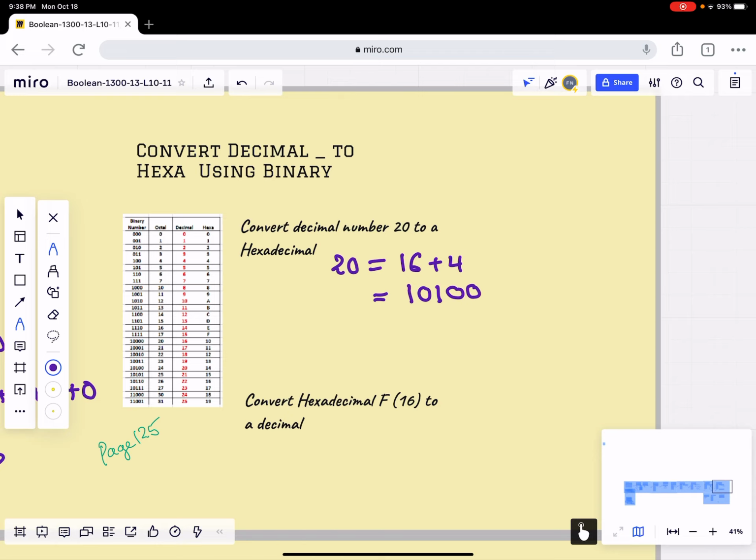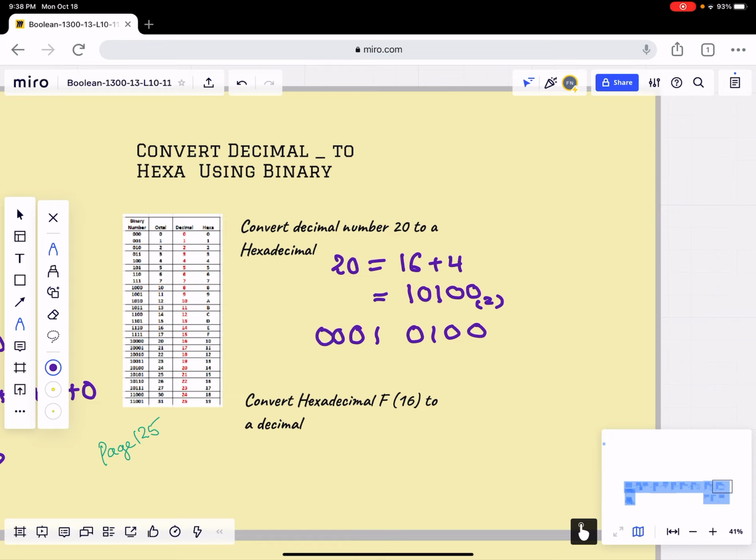10100 is the binary for number 20. So I put the binary number here. And then in order to change to hexa, you have to form groups of 4 bits starting from the right and add 0 to the left if needed. Then convert each 4-bit group to its hexadecimal equivalent. So I'm going to form a 4-bit group here. So I got 0, 0, 1, 0. That's one group. And the other one is 1. You don't have another bit, so you add 0 to it.